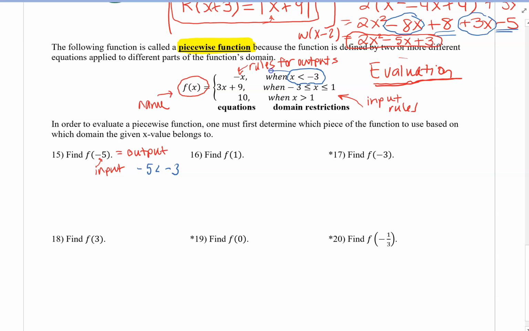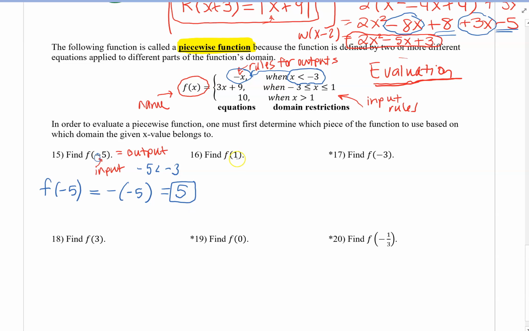Therefore, I'm going to use this output rule to find f of -5. So f of -5 is going to equal what I get when I plug -5 into this expression, which is -x. So there's two negatives there. One of them was part of the input, and then the other one was part of the output, right? And so they end up canceling out, and I end up getting +5. So f of -5, that's the name of my answer, has a value of +5.